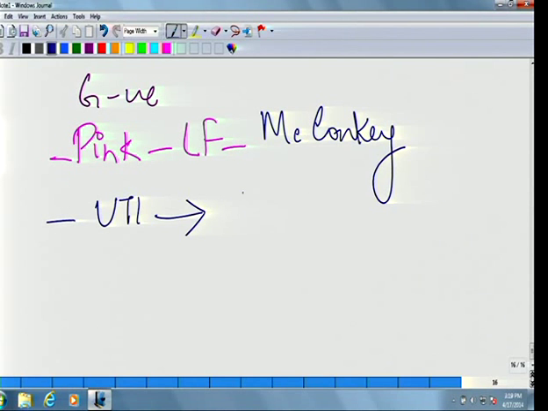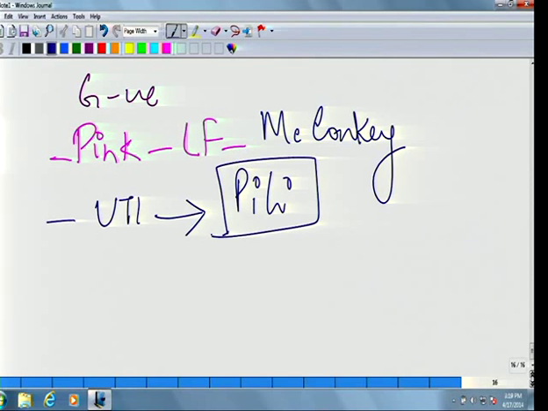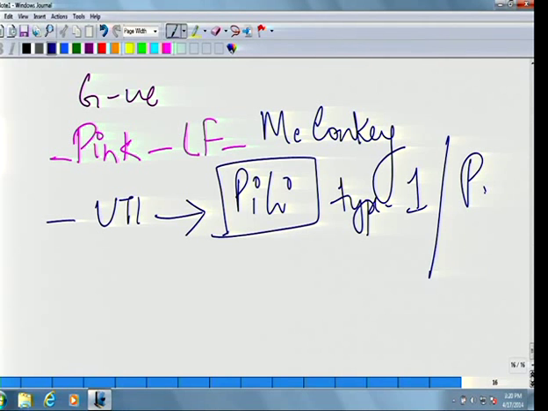Pili. Okay, so if they are asking you about UTI, they will definitely ask you about the pili. The common fimbriae, type 1 pili. Okay, so that is one infection caused by E. coli.